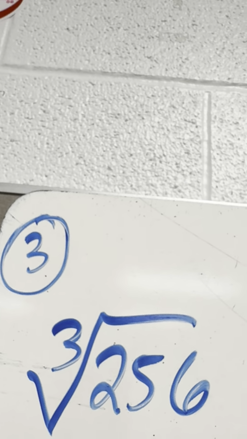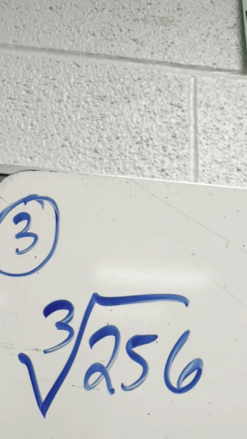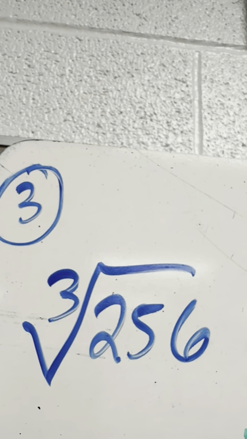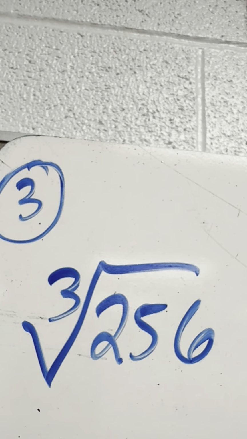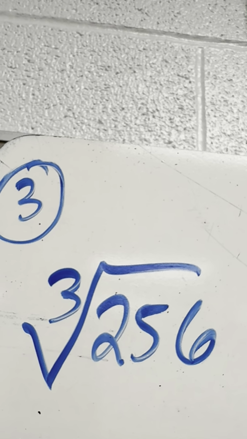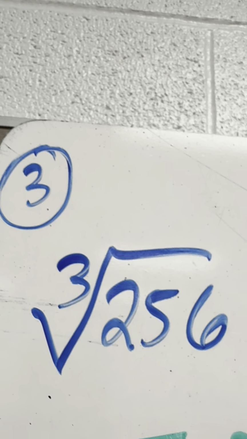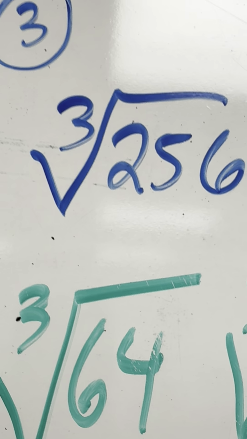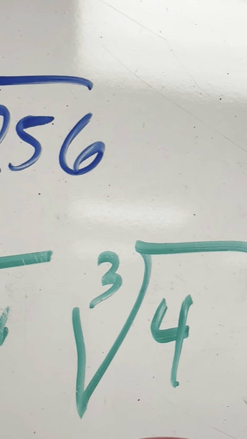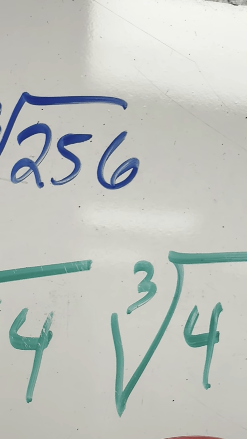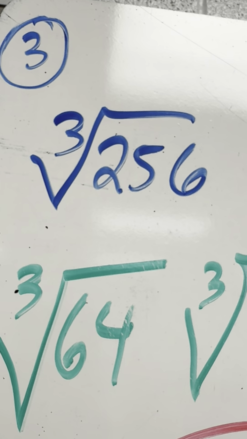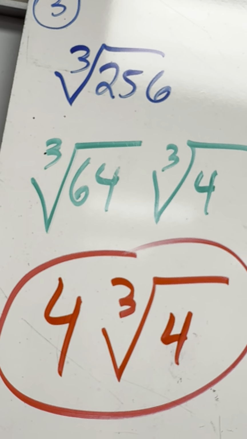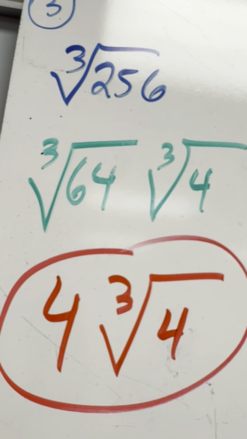Here, the cube root of 256, now we have to break it down. Well, what perfect cube goes into 256? Well, 64 goes into 256. 256 is 64 times 4. Okay, so what's the cube root of 64? 4. So your answer will be 4 cube root of 4.